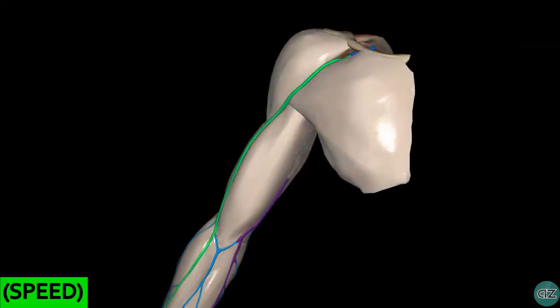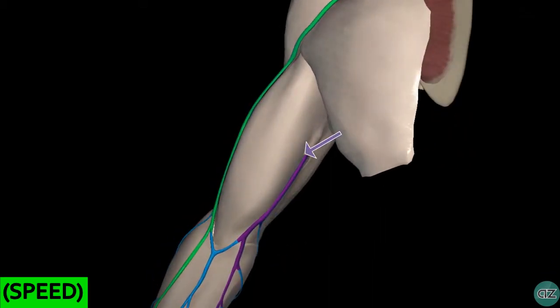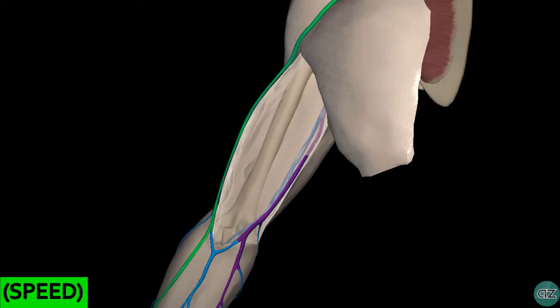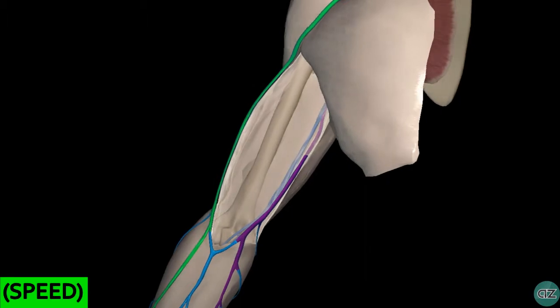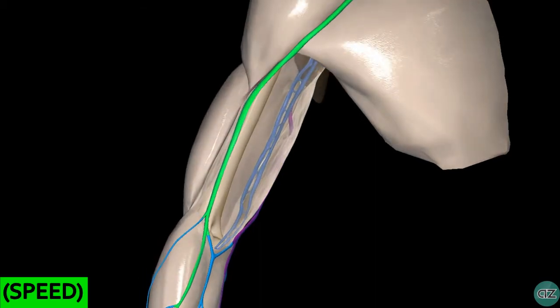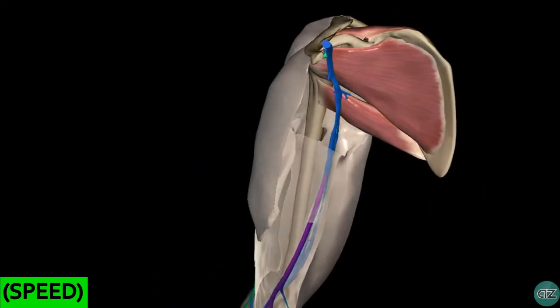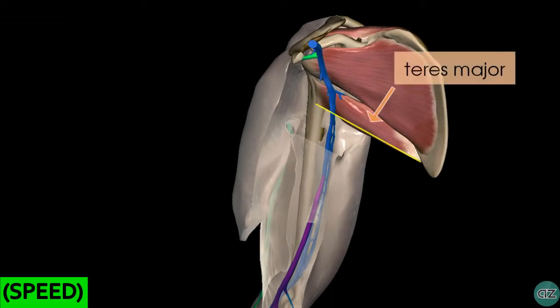I've just brought the model a little further proximally, and we can see how the basilic vein runs medially, and it pierces the brachial fascia to enter the deep compartment of the arm. I've just made this fascial layer transparent, and you can see how the basilic vein drains into the deep brachial veins. The deep brachial veins are paired veins which accompany the brachial artery, and they drain into the axillary vein at the level of the inferior margin of the teres major muscle, which you can see here.